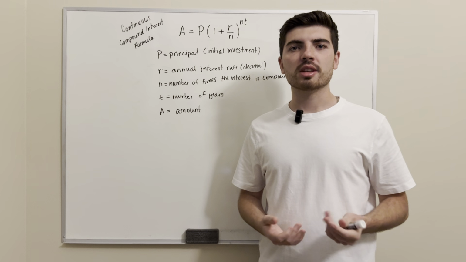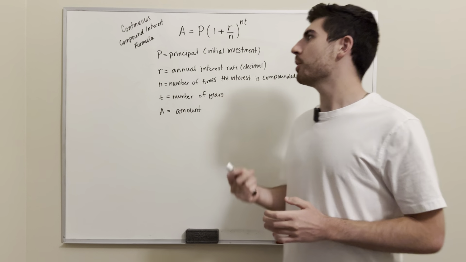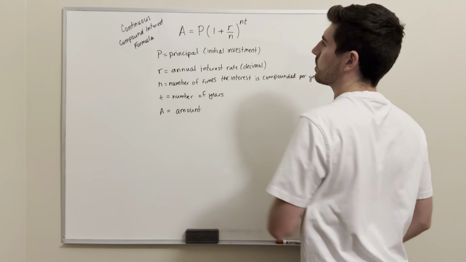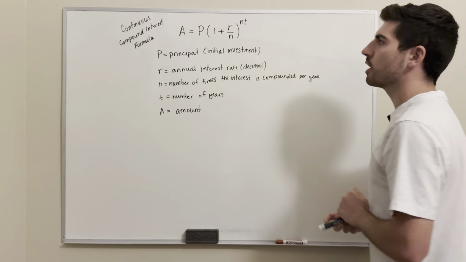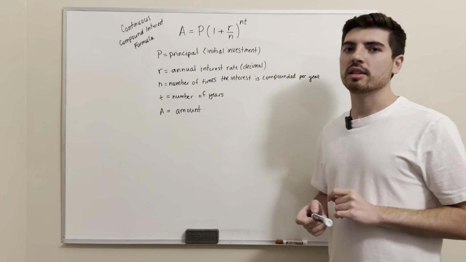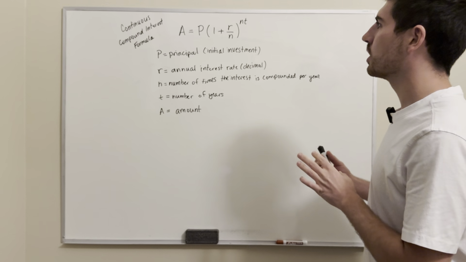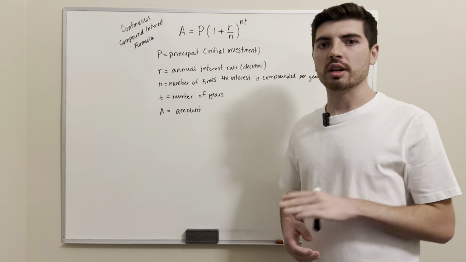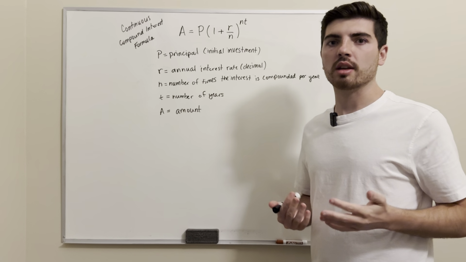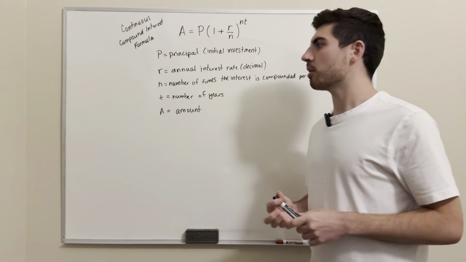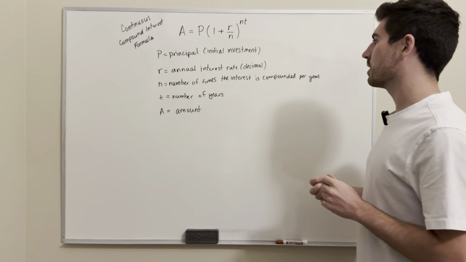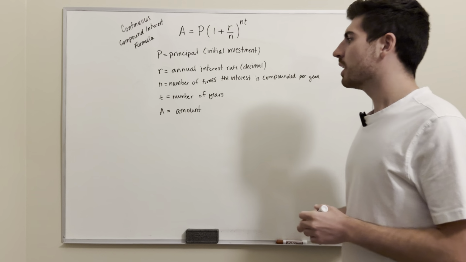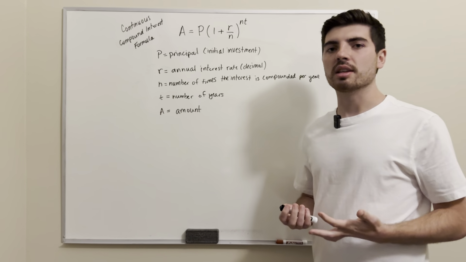Now let's use logarithms in a finance example. Here we have the equation for continuous compound interest. It's A equals P times the quantity 1 plus r divided by n, all raised to the nt power. Now P is the principal, or your initial investment. R is the annual interest rate, which is measured in a decimal. So if the interest rate is 3%, then the decimal would be 0.03. N is the number of times the interest is compounded per year. So if it's monthly, for example, n equals 12. T is the number of years, and A is the amount.